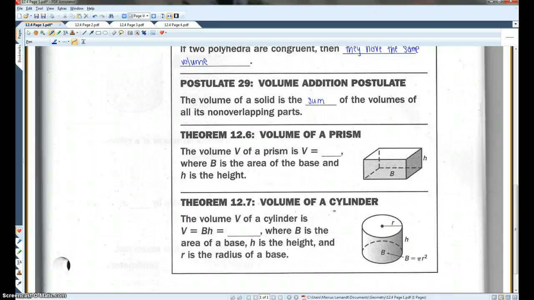Theorem 12.6, volume of a prism. The volume V of a prism is V equals capital B H, where capital B is the area of the base and H is the height. Theorem 12.7, volume of a cylinder. The volume V of a cylinder is V equals BH, which equals pi r squared h. And the reason for this is the base is a circle, and the area of a circle is pi r squared.